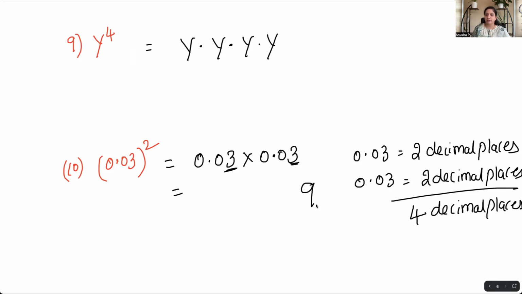Because you have four decimal places, you have to jump 4 points to the left and keep the decimal point over here. We have to jump 4 points to the left and keep the decimal point. Okay. So this is the first jump, second jump, third jump, and fourth jump. Okay.